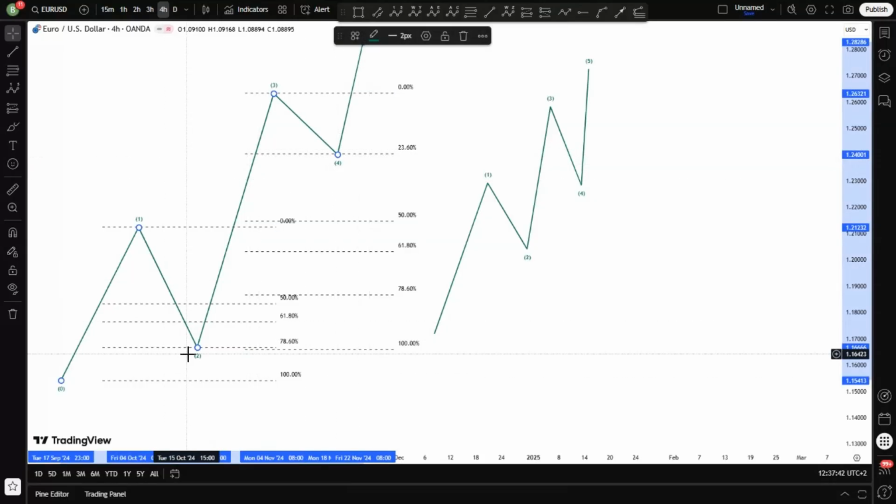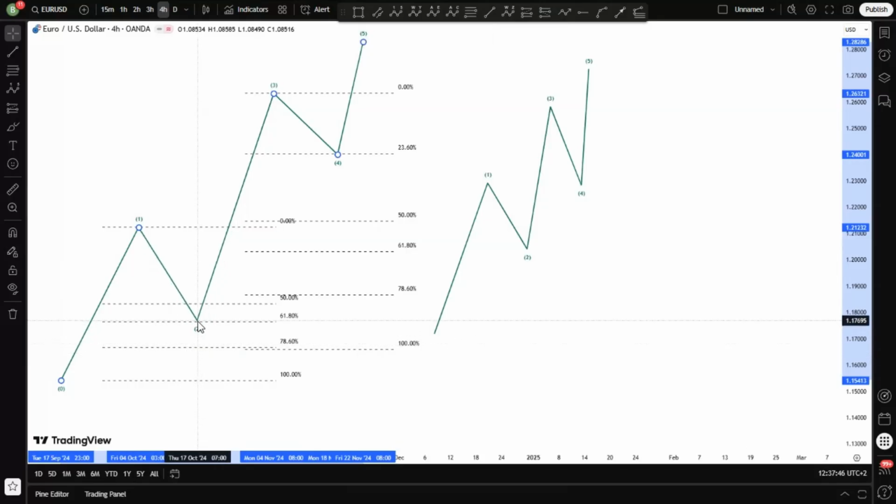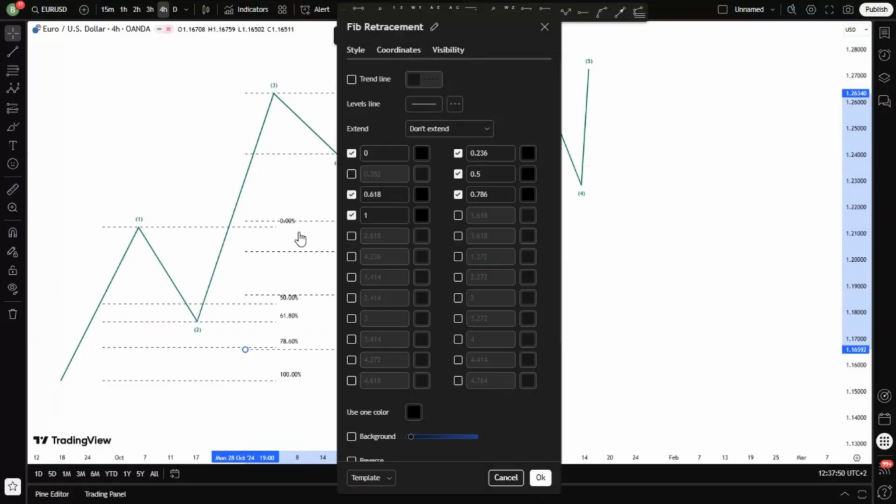So again, if you find wave 2 being 61.8, it is most likely that you're going to see wave 4 to be 38.2.